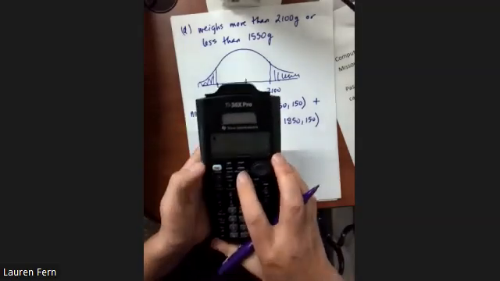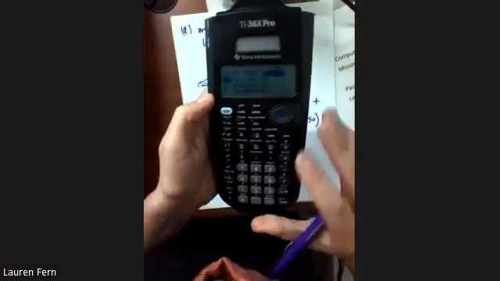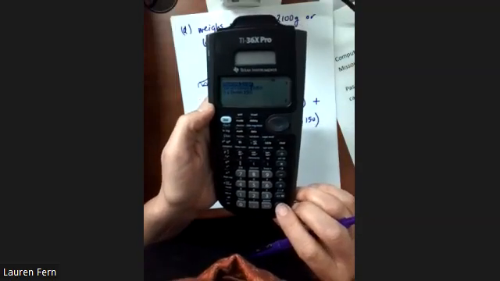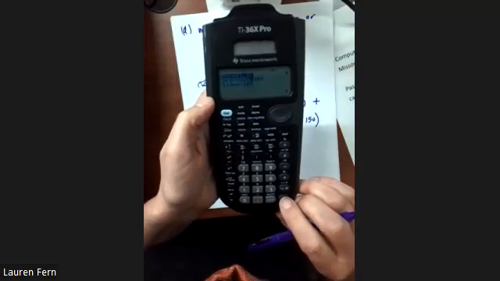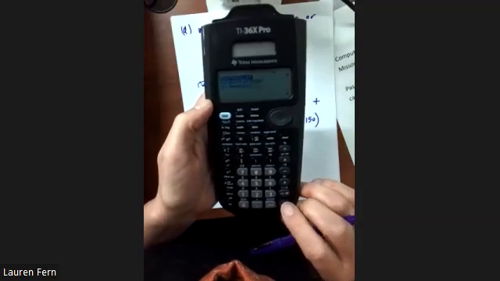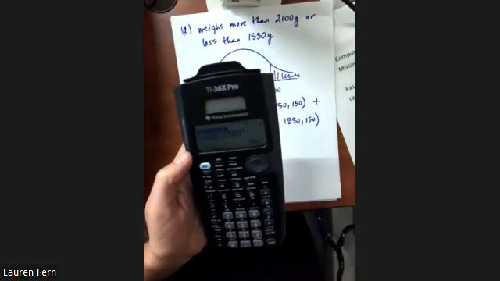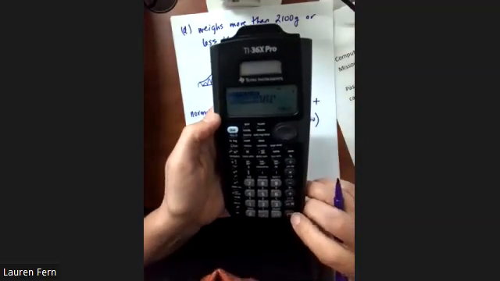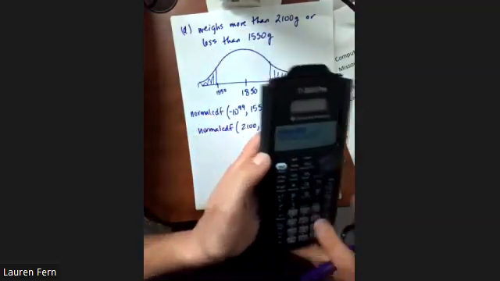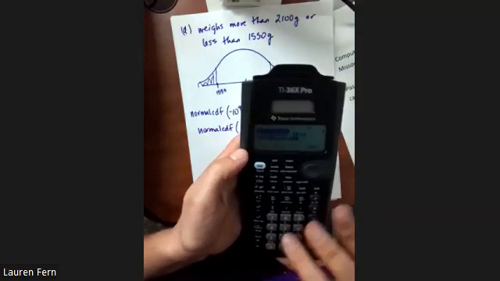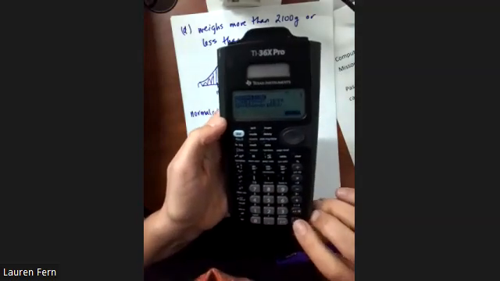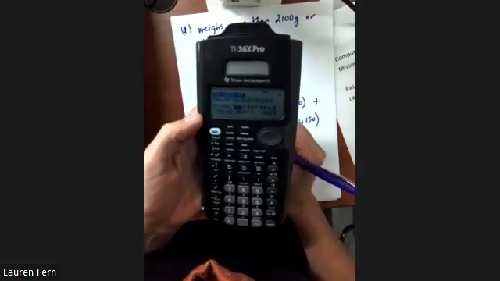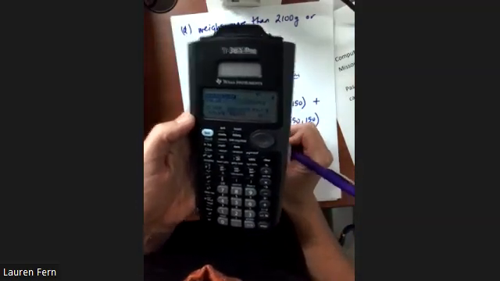All right, so I can go to second distribution, go down to normal CDF. Again, my mean and standard deviation have not changed. I'm just bebopping between the two calculators. So for the first one, I've got my lower bound already in there, and my upper bound is going to be 1,550. And here we get 0.02275.